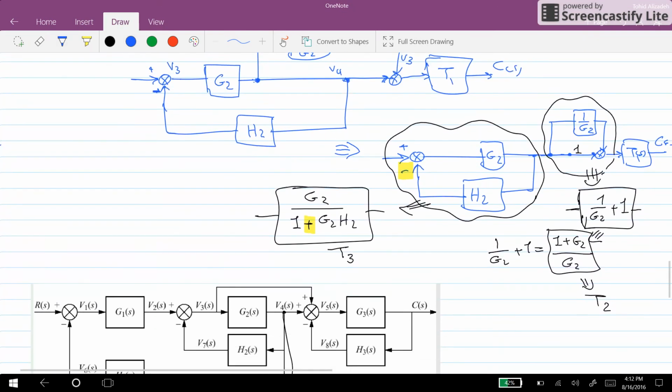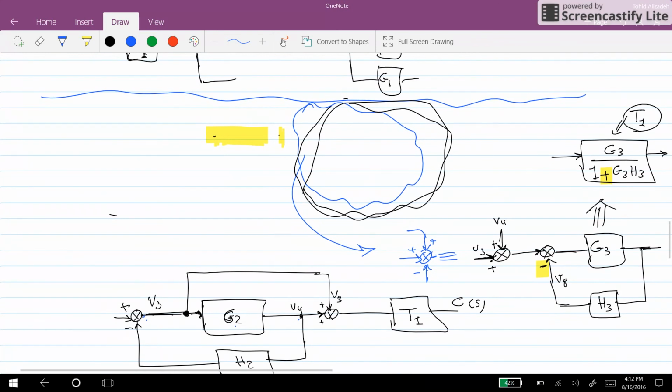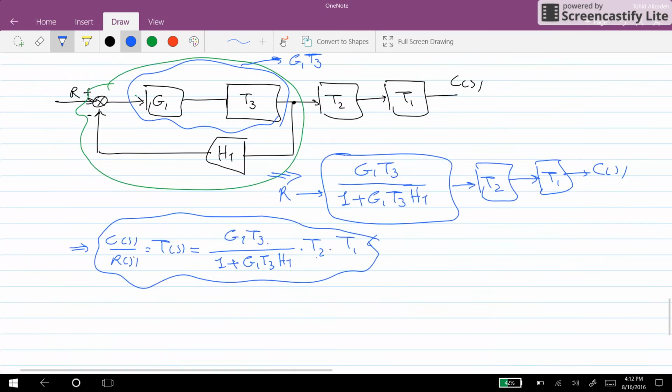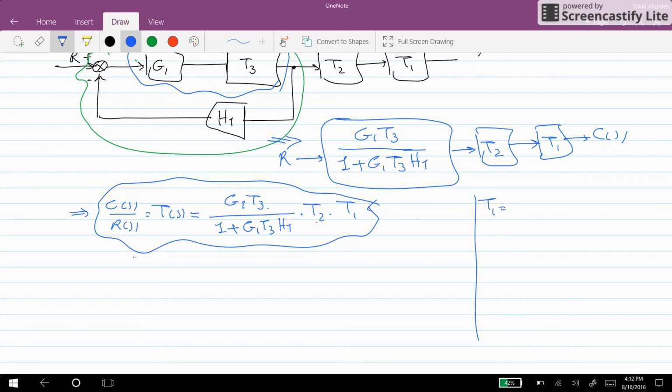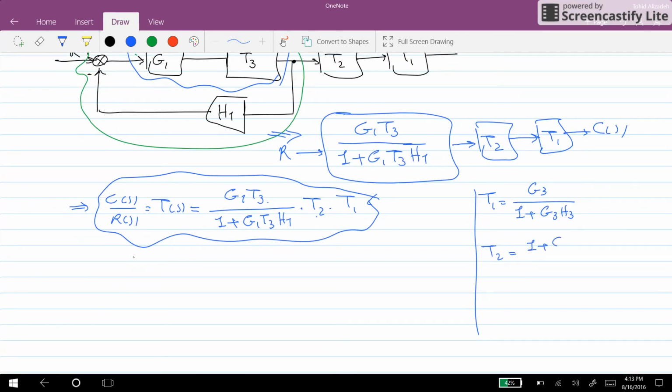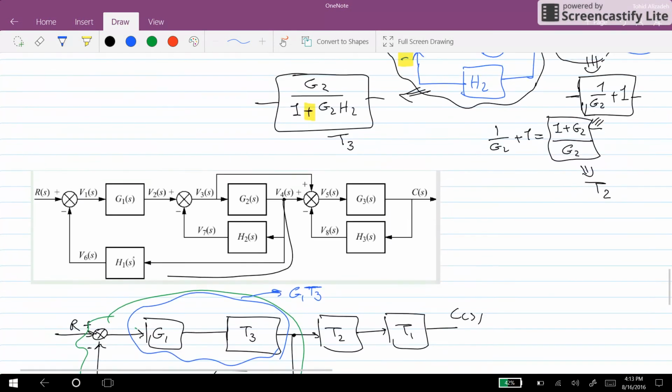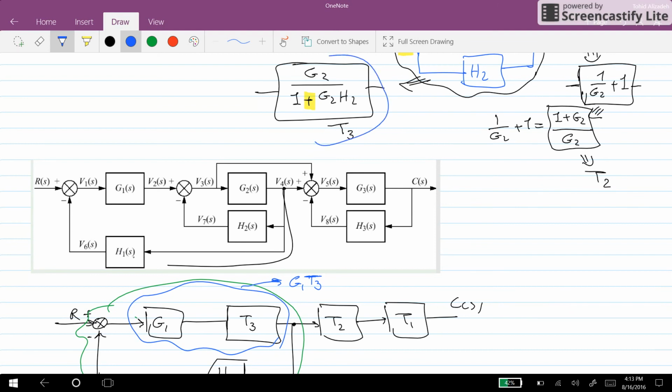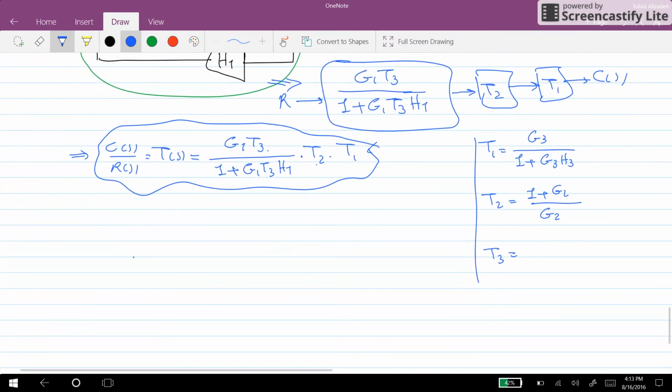Here we have, where is our T1? T1 is here. So G3 over 1 plus G3H3. I will rewrite it here. T1 is equal to G3 over 1 plus G3H3. T2 is equal to 1 plus G2 over G2. And T3 is here: G2 over 1 plus G2H2. Now, yeah, we just need to replace them.